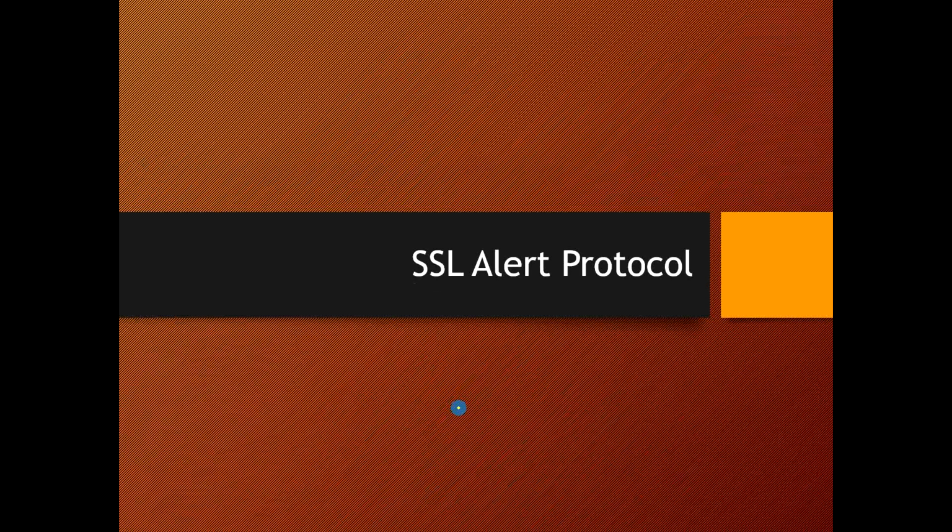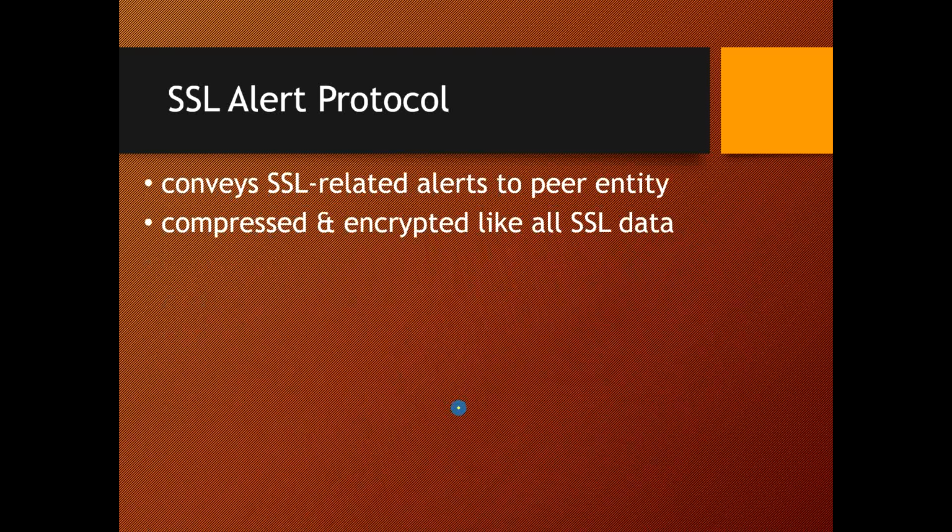The next one is the SSL alert protocol. The SSL alert protocol is mainly used to convey SSL related alerts. The name itself makes it very evident. It is used to convey SSL related alerts to the peer entity. The peer entity could be either the server or the client. As with other applications that use SSL, alert messages will be compressed and encrypted as specified by the current state.